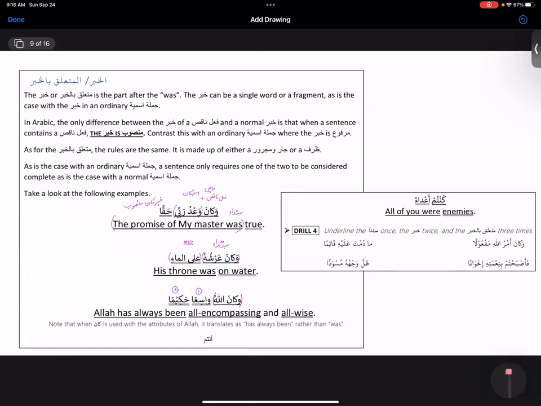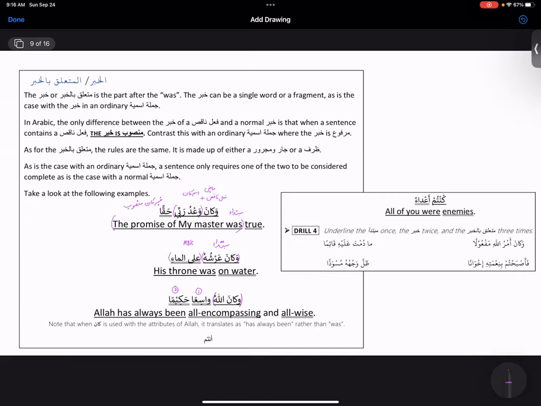Wakana wa'du rabbi haqqan. So we are looking at jumla ismiya, right? And the big label would be that. Where is our mubtada? Where is our khabar? Kana is a fi'l naqis. Wa'du Rabbi, no, Wa'du is the ism of Kana. Kana and Wa'du is the mubtada. Okay, hold on.